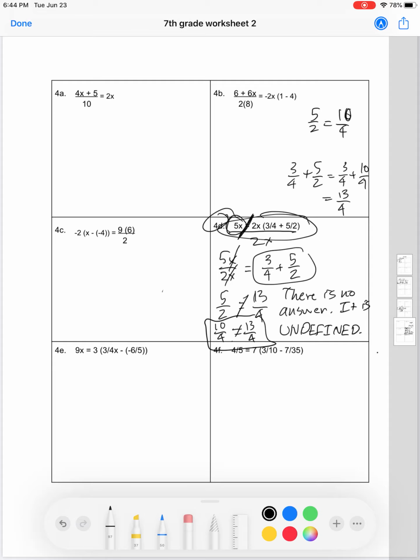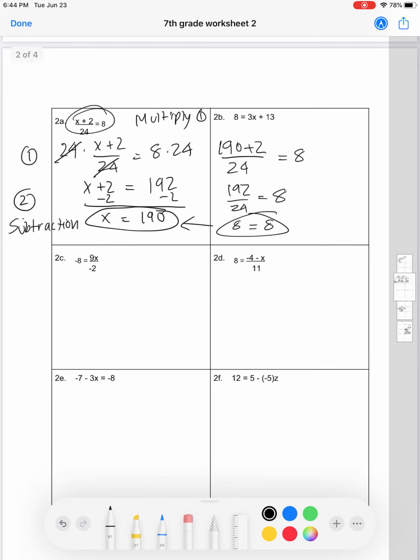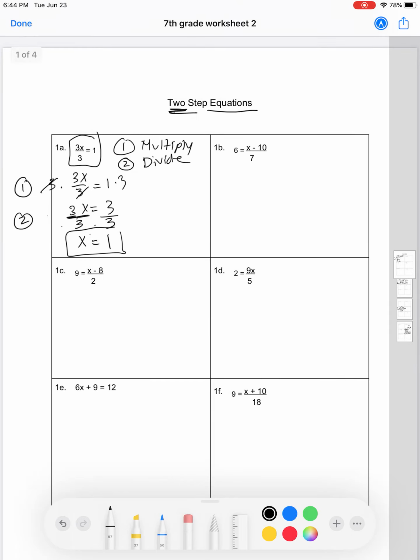Well, I hope you learned something about two-step equations. Basically, if you want more practice, just go through the problems listed in the worksheet and you should have a solid understanding about what two-step equations are.